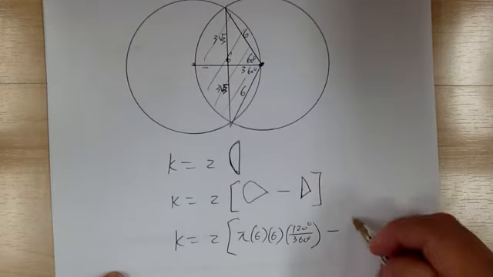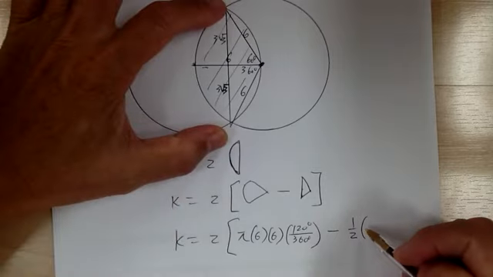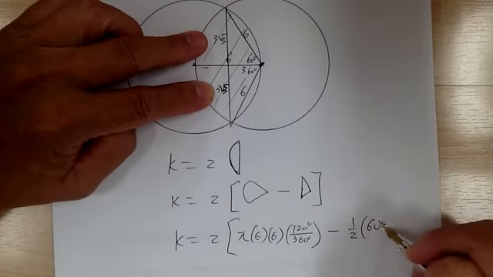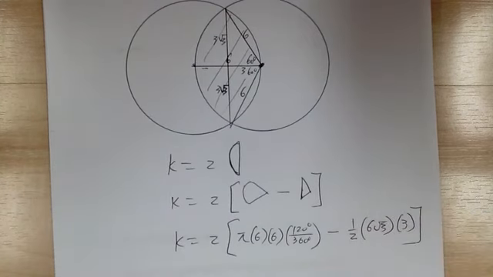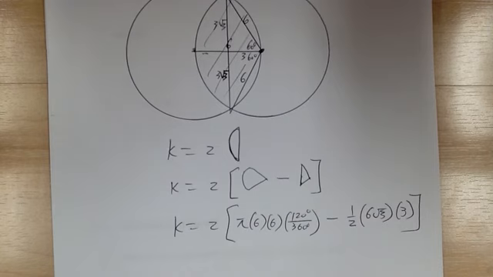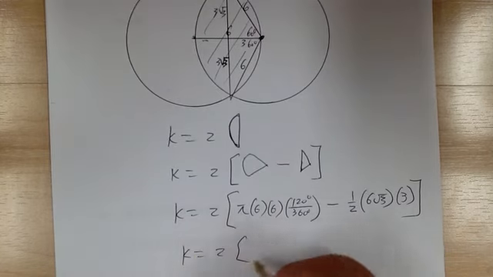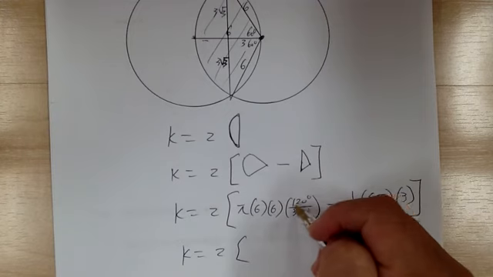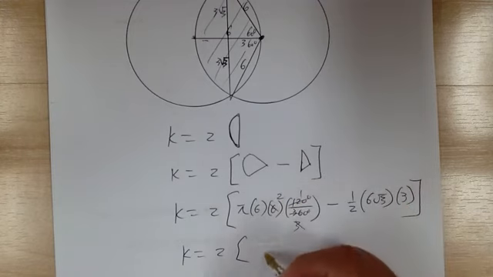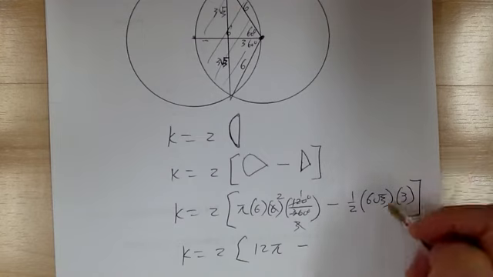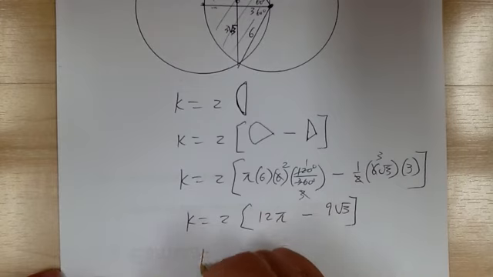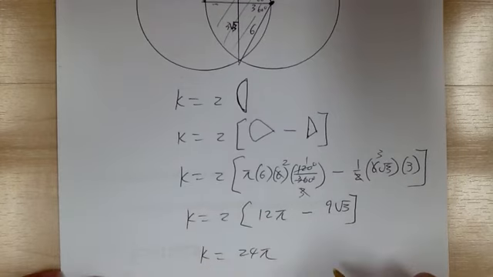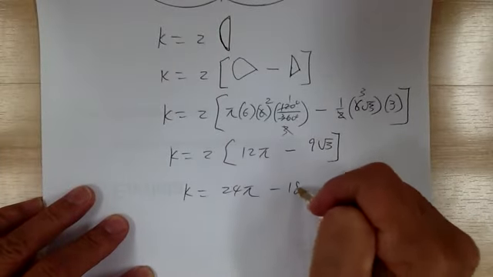Minus the triangle, which would be 1/2 times the base, which is this over here, 6 square root of 3, times the height, which is the 3. So K equals 2 times, and you can cancel this out, the 1/3 cancels. So you get 12 pi minus 9 square root of 3, and you multiply out, so K equals 24 pi minus 18 square root of 3.